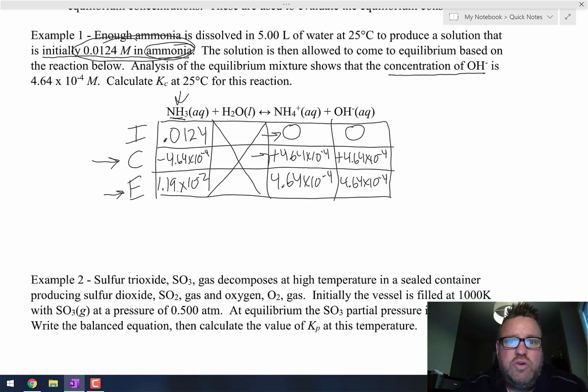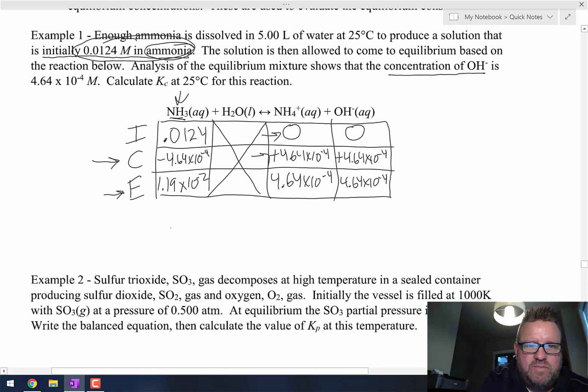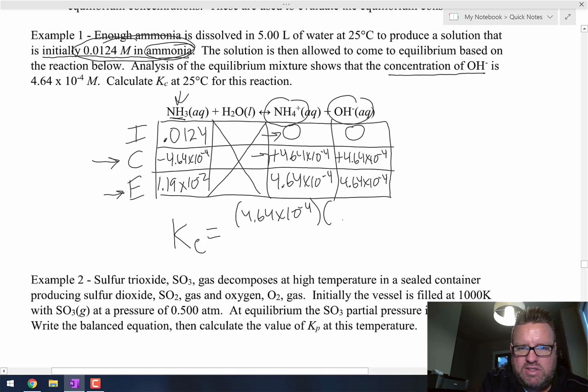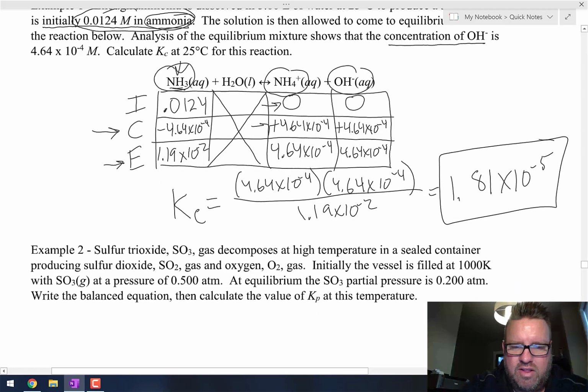And now I can put those numbers. Once I have my equilibrium values, now I can put those numbers into the equilibrium constant expression. So Kc is going to equal the concentration of NH4 plus times the concentration of OH minus, same number, 4.64 times 10 to the minus fourth, over the concentration of NH3, 1.19 times 10 to the minus second. So now I just go to my calculator. 4.64 times 10 to the minus fourth times itself divided by 1.19 times 10 to the minus second equals 1.81 times 10 to the minus fifth. Okay, and that is our final answer.